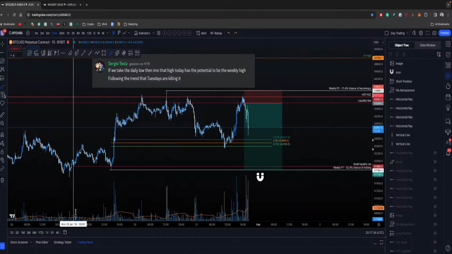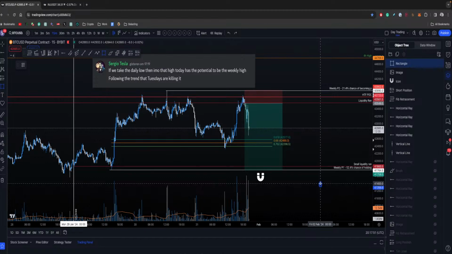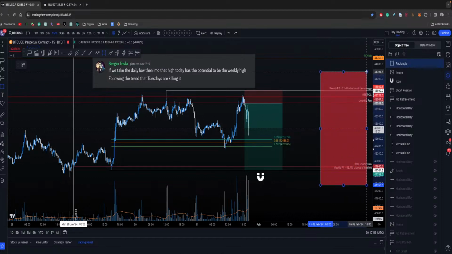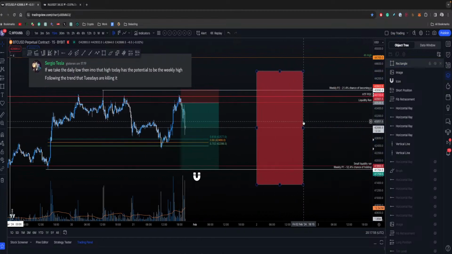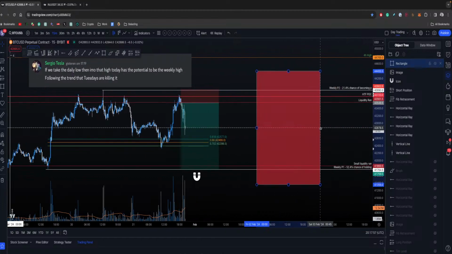So the area is, doesn't mean you cannot take it out before, by the way, but that's where you're looking for a pivot at least. Obviously, it can happen before.